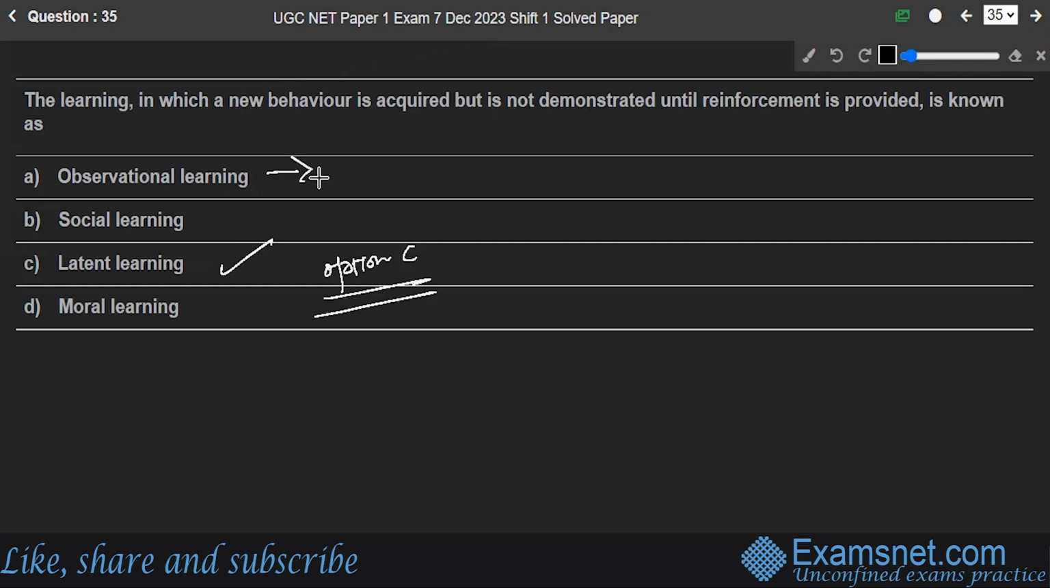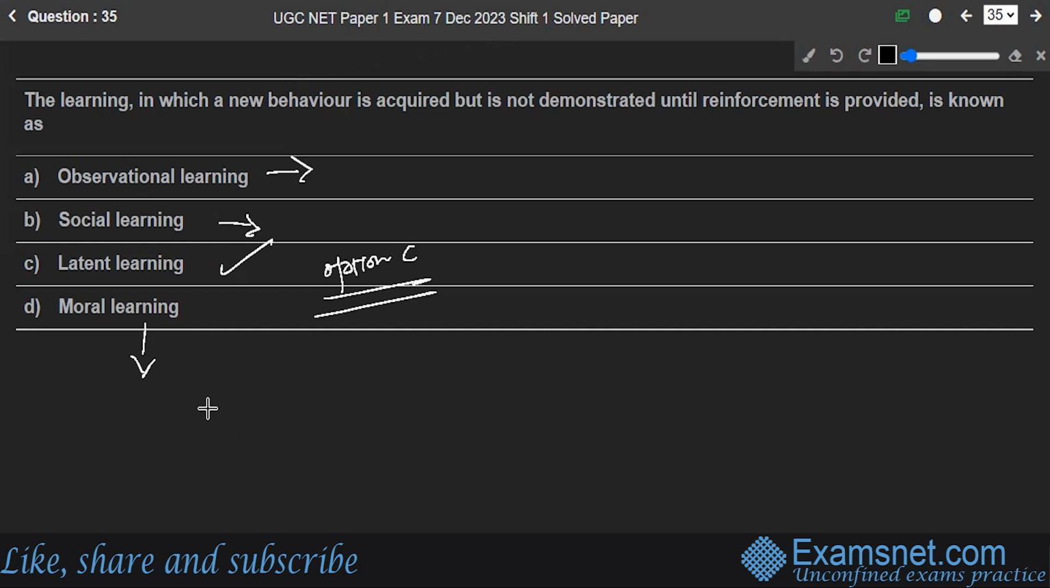Option C. If I talk about the rest, observational learning involves acquiring new behaviors by observing and imitating others, but often leads to immediate demonstration of the learned behavior. Social learning is a broader term encompassing various ways individuals learn through social interaction, including observational learning, but it doesn't specifically focus on the delayed demonstration of the acquired knowledge. And the last one, moral learning, refers to the development of moral values and behavior, which may involve elements of latent learning, but it's not exactly the same.